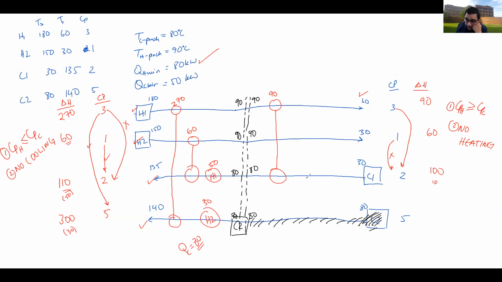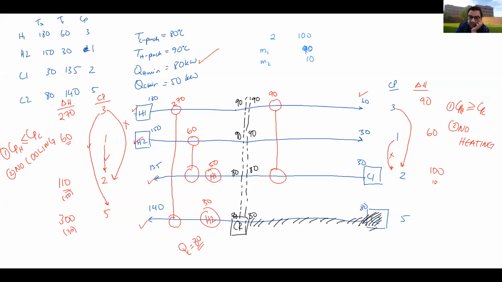So I have a stream which has a CP of 2 and an energy of 100, right? I need to split it into two streams, M1 and M2, one which has an energy of 90 and the other has an energy of 10, right? So what's the way to achieve this?